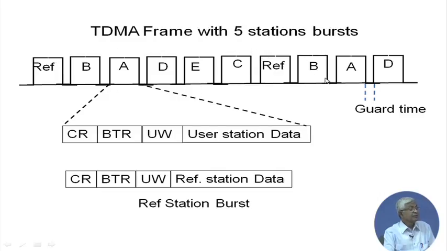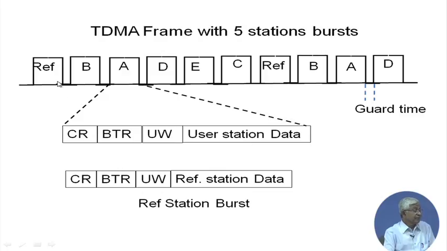This is being repeated, and each individual burst has a certain guard, that is guard time, here. It depends on the jitter of the bursts from each station, their clock jitter. Each individual station burst has information like carrier recovery time CR, bit timing recovery time BTR, unique word, then user station data; the actual data is sitting here.